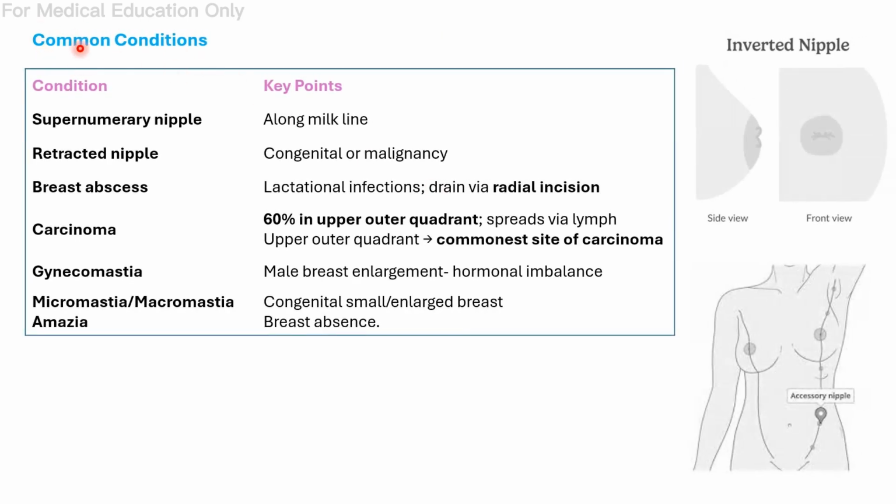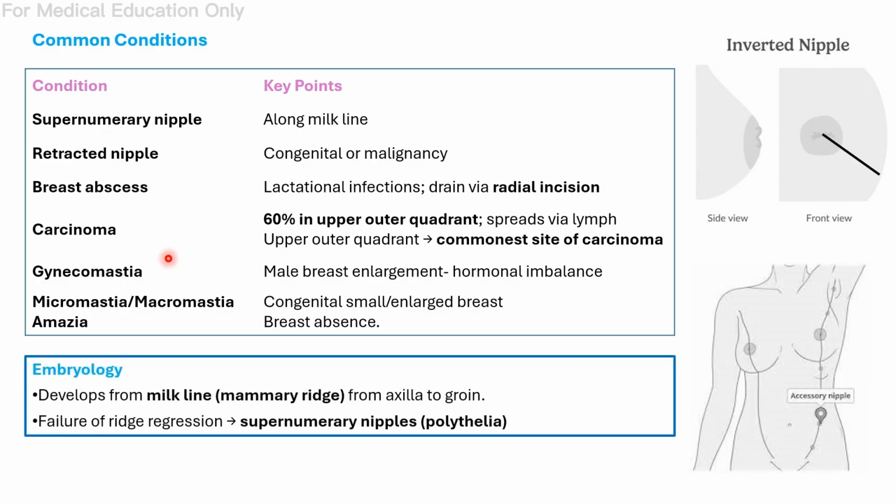And now we learn about common clinical conditions. A supernumerary nipple means an accessory nipple along the milk line. This is the milk line from axilla to groin region, and this milk line can have an accessory nipple. It is called a supernumerary nipple, and it has an embryological relation. The breast develops from the milk line or mammary ridge from axilla to groin. This is the mammary ridge, and failure of ridge regression leads to a supernumerary nipple, also called polythelia.